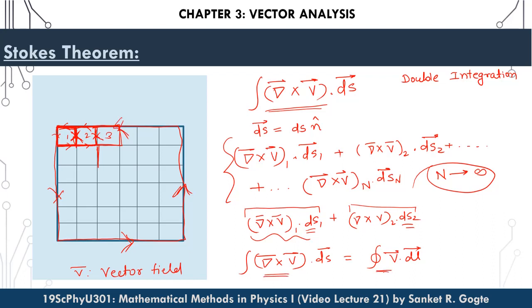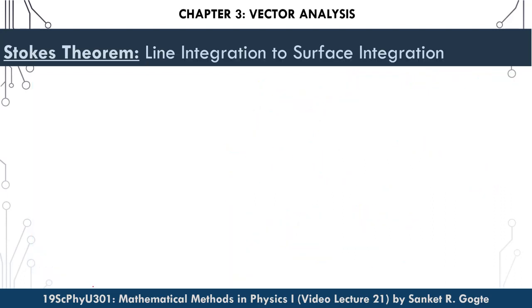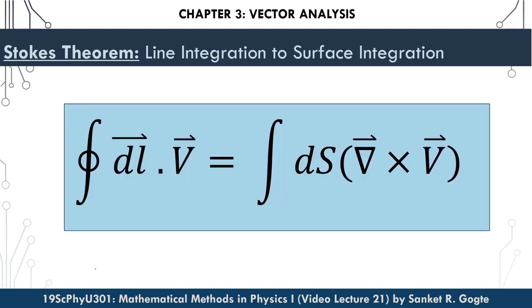One more thing, though here we have considered a rectangular loop and therefore all these area elements ds1, ds2, ds3 are in the same direction, it is true in general even when we consider a surface which is not a plane, which is a curved surface, this equation will hold true, which is called the Stokes theorem. And the Stokes theorem gives us a way to convert line integration to surface integration in this way. So this is the mathematical equation which represents the Stokes theorem. This is the last topic that we want to discuss.